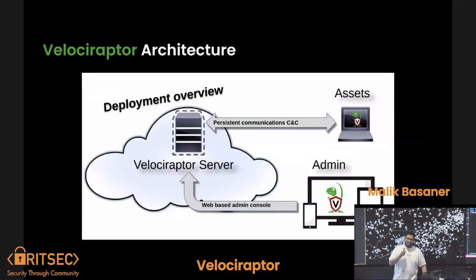So what does the architecture look like? This graph is from their documentation, so credits to them. I forgot to include the source. We have the Velociraptor server, which is the default server that you will have, and then you have assets, which is the laptop in the top right corner. Yes, it is top right. Then you have persistent communications, which is command and control (C2). So this can be used as command and control eventually. And then you have the admin, where the admin logs into the server and the server sends commands to the assets. The asset will give you the results back, and you can perform analysis on the collected data or information.